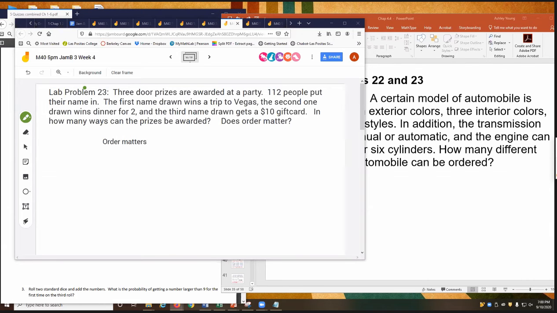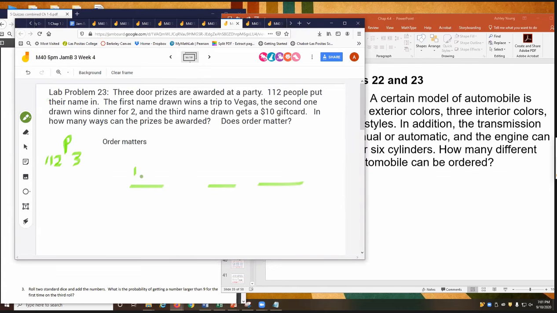So it's a permutation. How many people am I picking? Let's see, I have 112 people. I'm sorry, 112 people, and I'm picking 3 of them. Order matters, so I'm making 3 choices. How many options for the first choice?